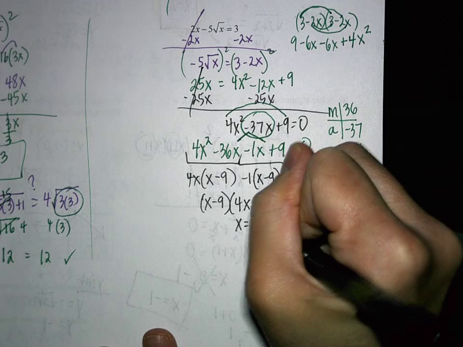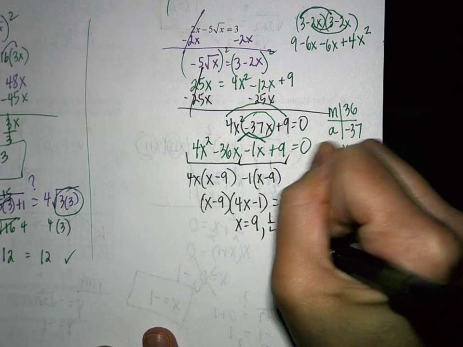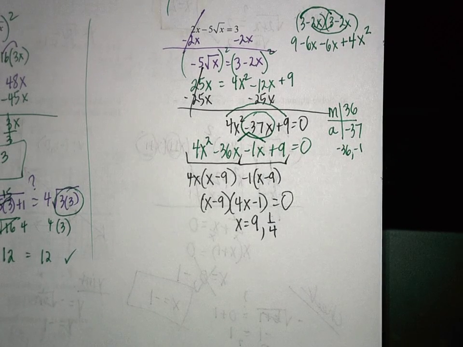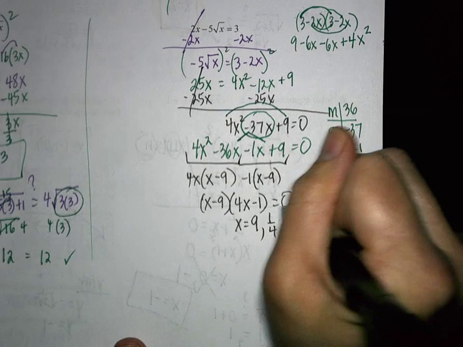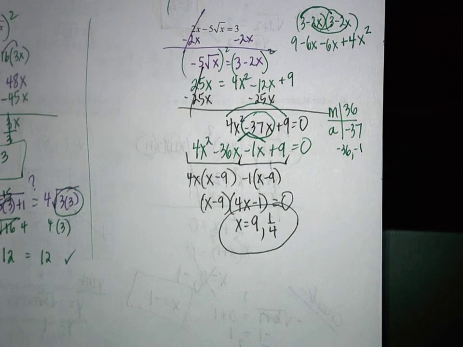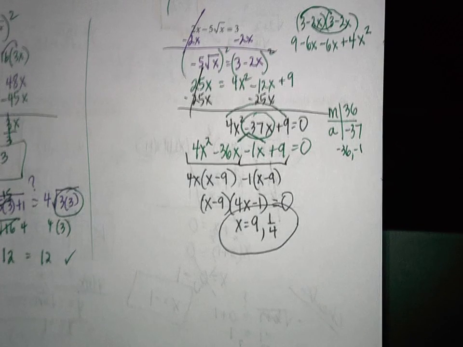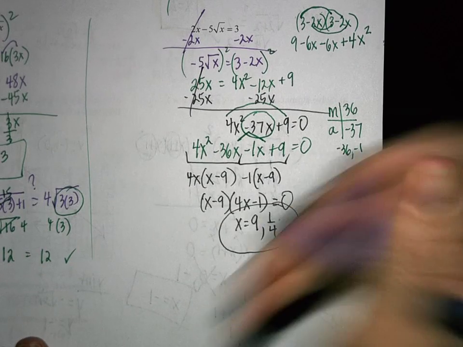9 and 1/4. Okay. I'm not going to box this around here. I'm going to circle it so I don't lose it. But we need to what? Check. Check it. Okay. So, checking it.